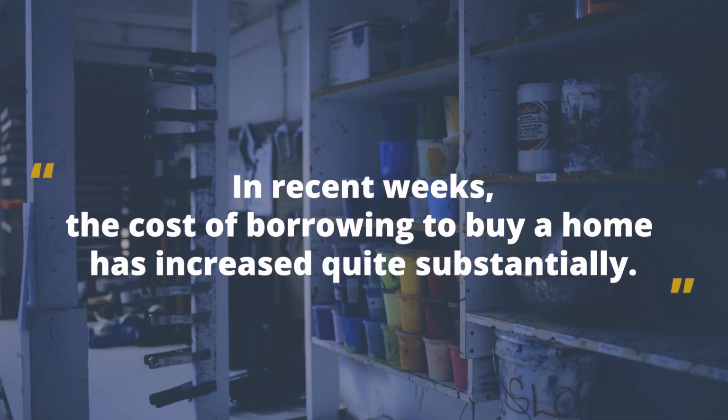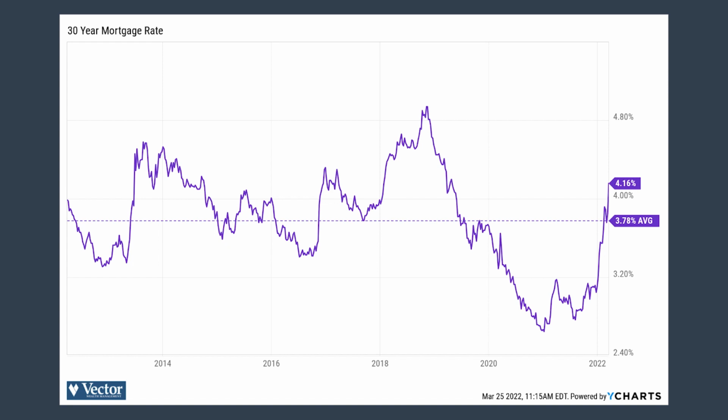In recent weeks, the cost of borrowing to buy a home has increased quite substantially. Just this year, the 30-year mortgage rate has increased from about 3.1% to about 4.1%. Now, this is a big move in a short time period, and it could have adverse impacts on real estate prices, given that home affordability goes down as borrowing costs go up.